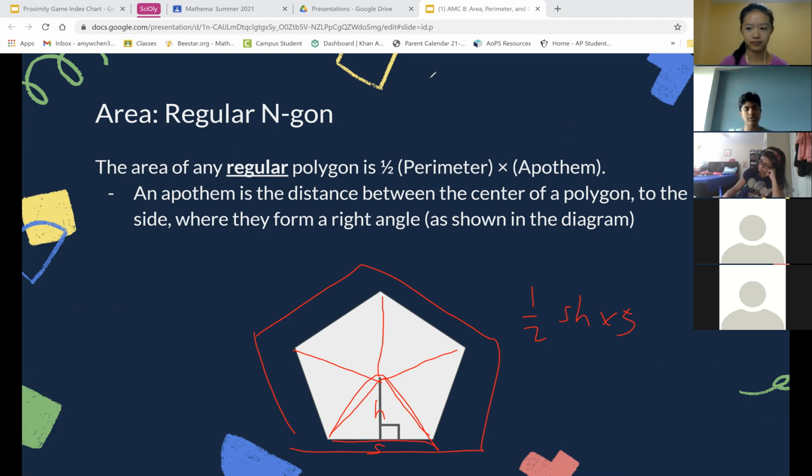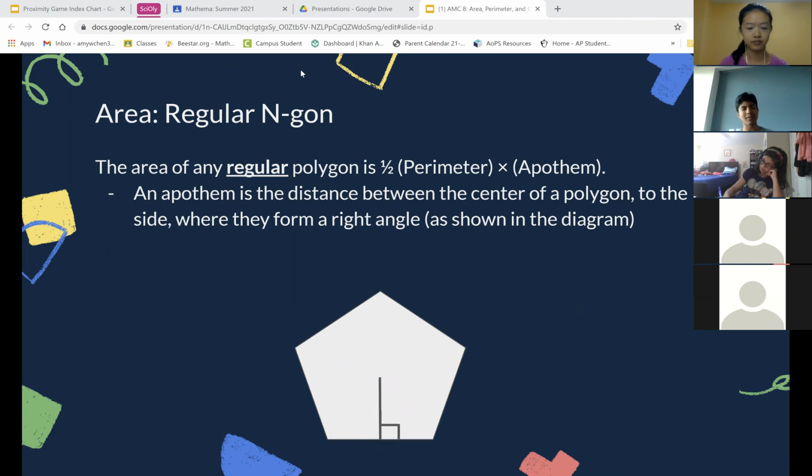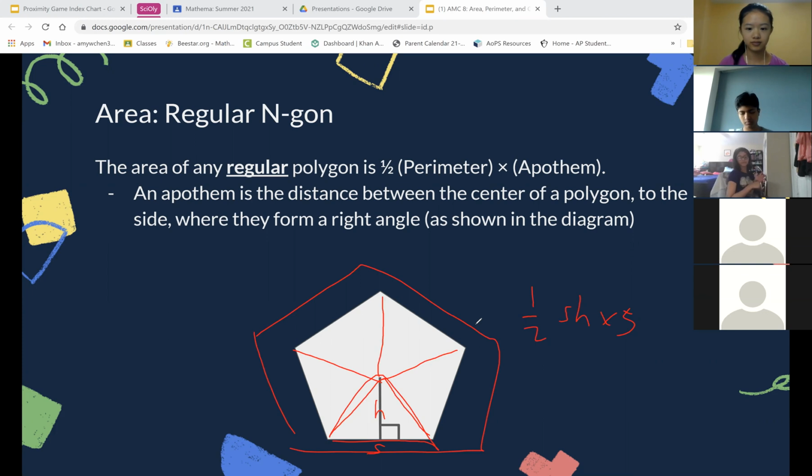I mean, you can use this for a square too. Wait, what do you mean by a regular polygon? Regular means all sides and angles are the same. So a regular hexagon, like the one in the previous slide, a regular pentagon has 5 side lengths of the same length. A regular octagon, like a stop sign, has 8 sides of the same length.